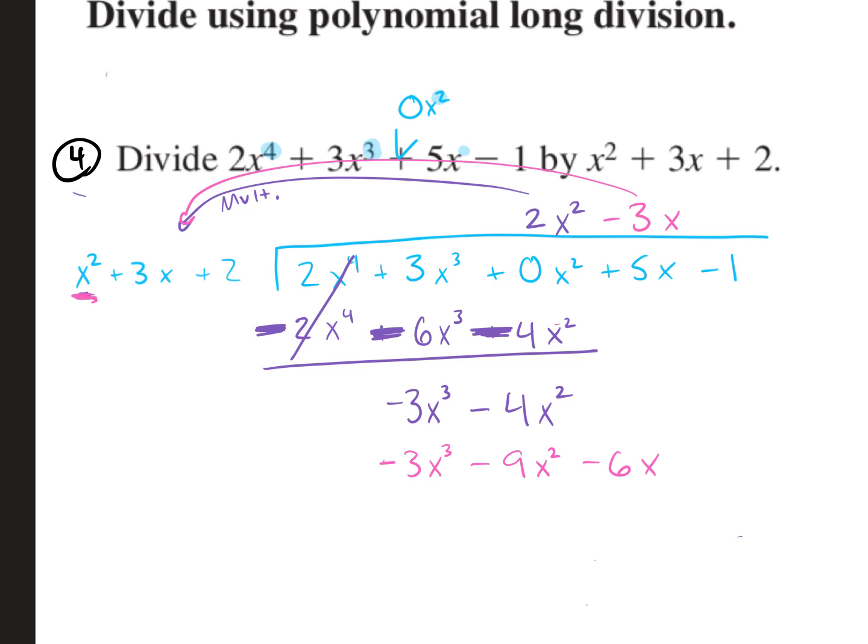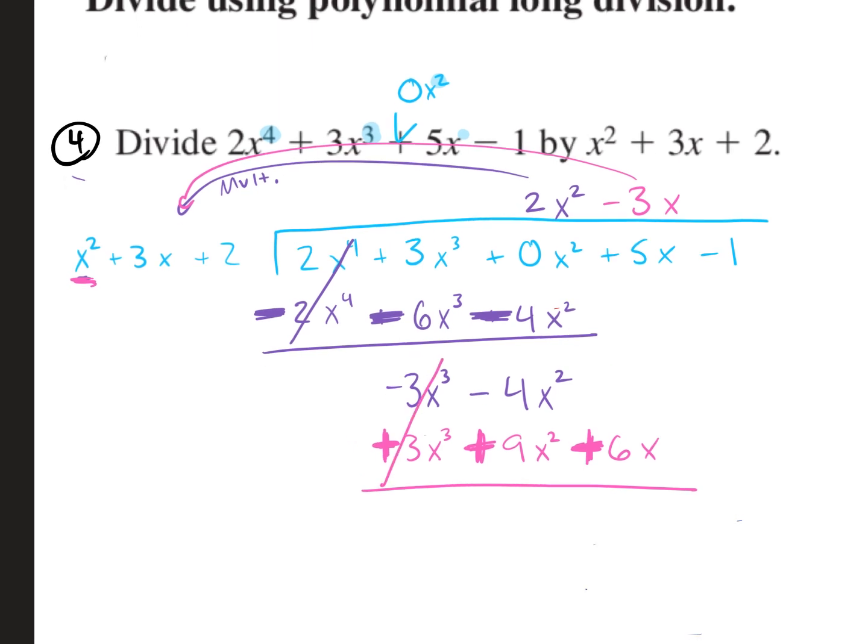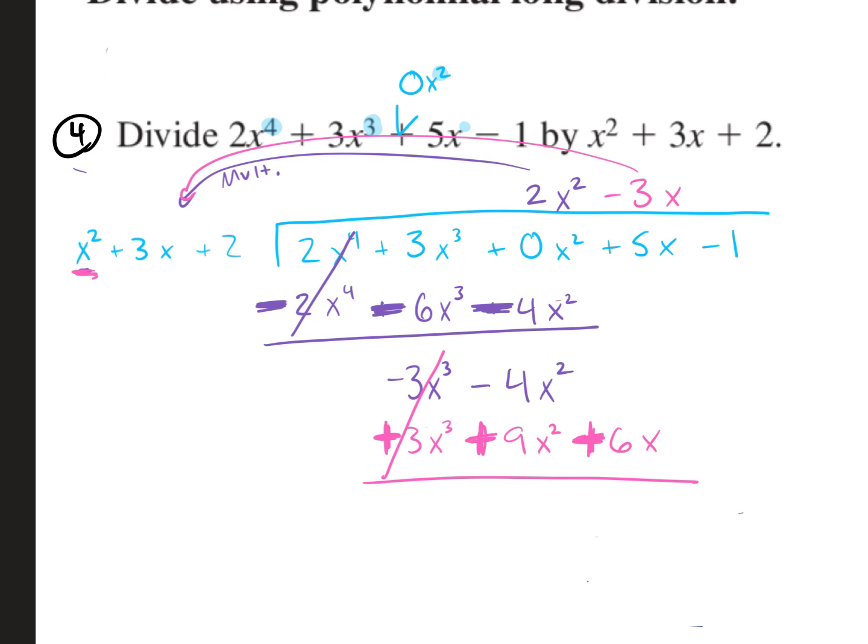What's next? Change the sign, change the sign, change the sign, and combine. What happens to my 3x cubes? Cancel. First terms will always cancel. What's negative 4x squared plus 9x squared? 5x squared. And then I'm going to drop down this 5x. So what's 5x plus 6x? 11x.